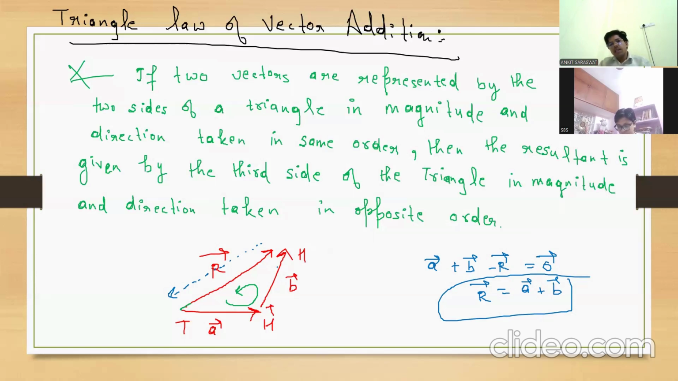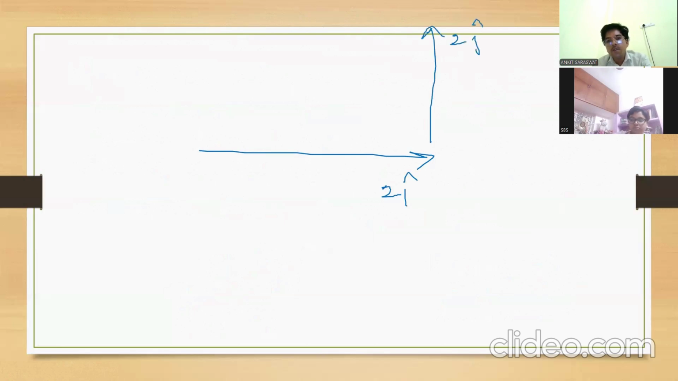then you can take any direction. You should assume any direction. Resultant will be given by the A vector and B vector. Meaning, for example, you have given one vector like this, 2i cap, and this is 2j cap. What is the resultant of these vectors? Simply, we will make a triangle. Resultant of this will be given by this.